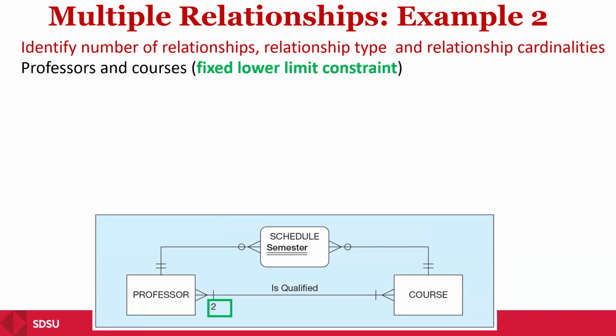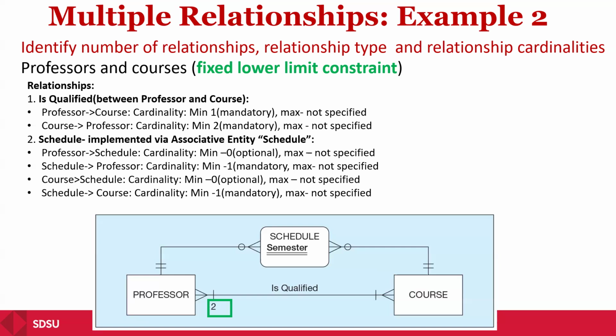We have a professor that teaches courses, and we have a specific example here. It's called a fixed lower limit constraint. So let's identify the number of relationships, relationship types and cardinalities for this example. There are two types of relationship.